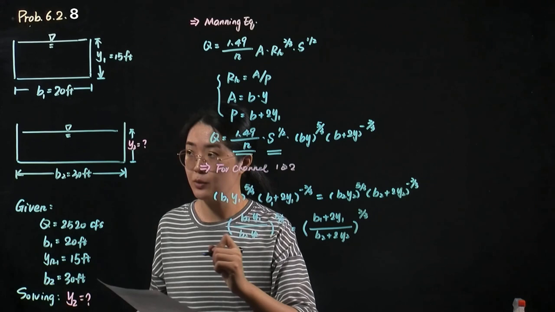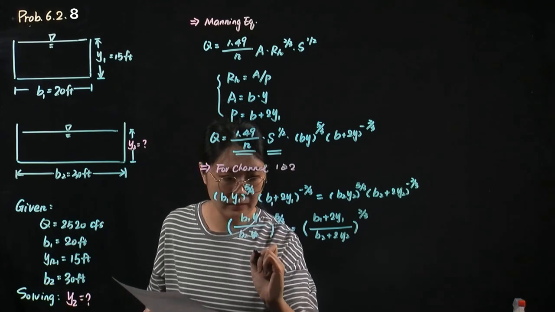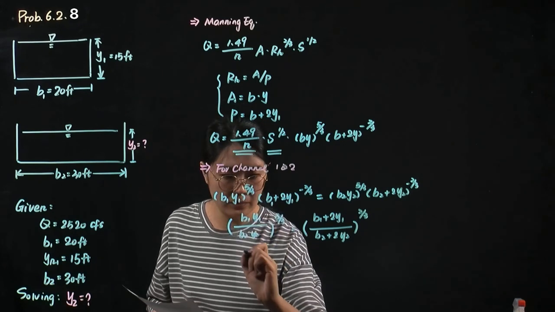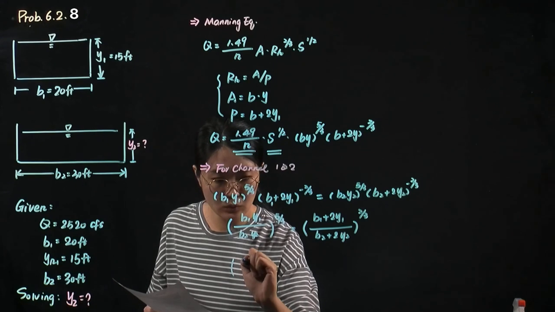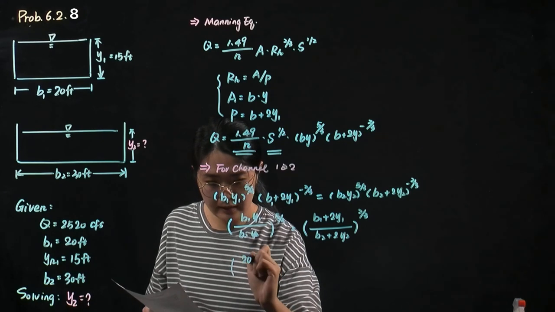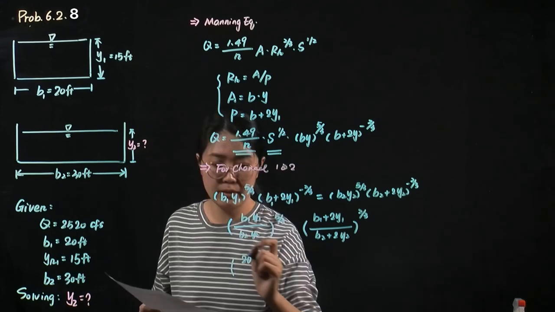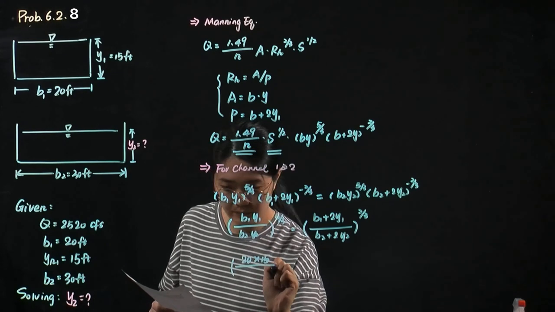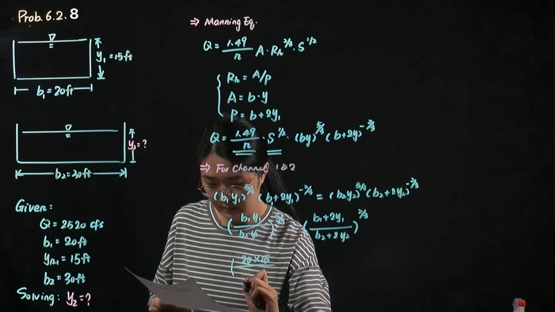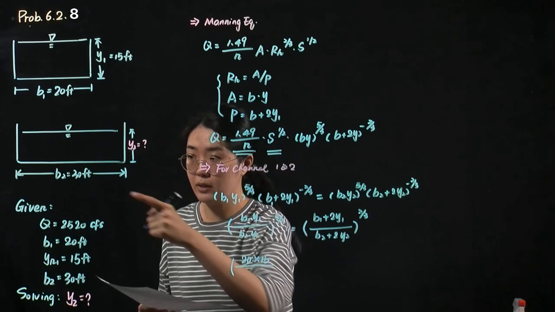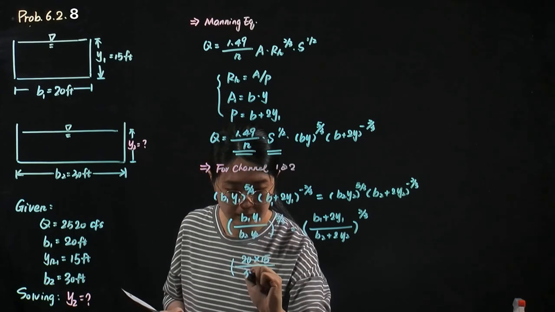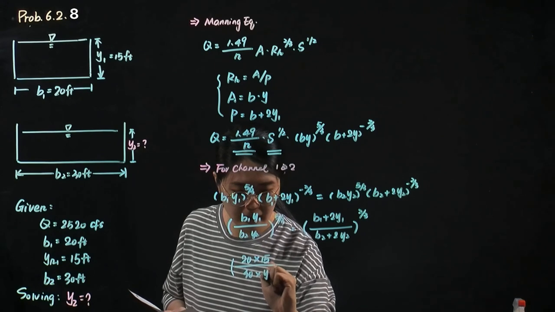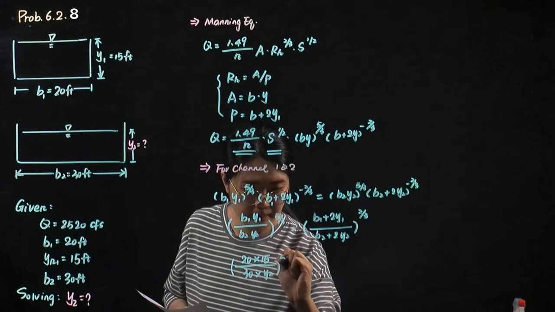And because we know b1 equals 20, and y1 is 15, b2 is 30, and y2 is our unknown.